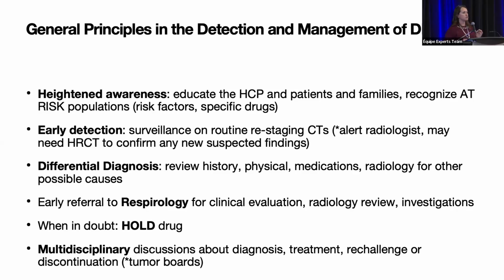I made a note here to alert the radiologist on your requisitions. So radiologists may not be looking for pneumonitis. They may just be looking for tumor response and assessing size, improvement in the target lesions. So by alerting the radiologist that you're looking for pneumonitis, they'll report subtle findings that may not have been previously detected on earlier scans. There's a differential diagnosis to keep in mind, as I mentioned before, and early referral to respirology just to get that clinical radiographic correlation, I feel is important as well.